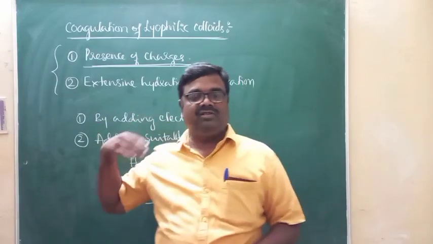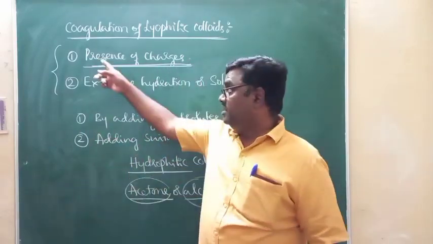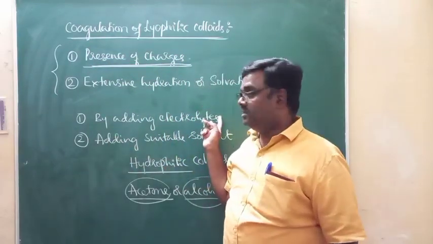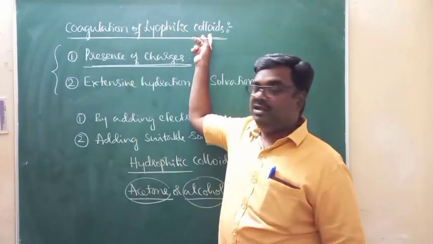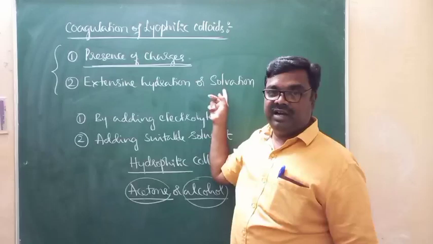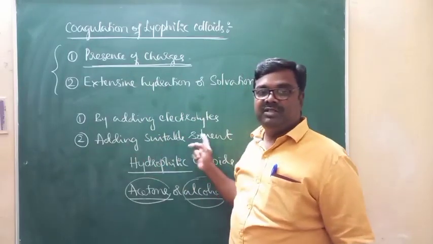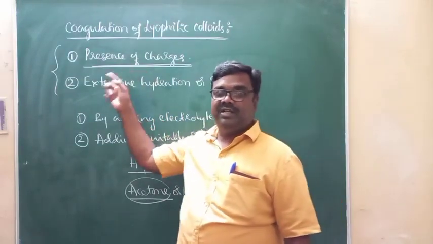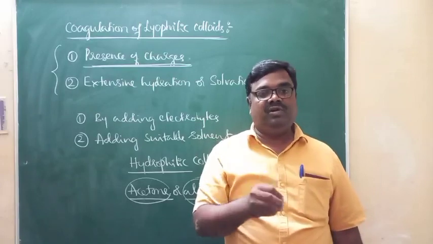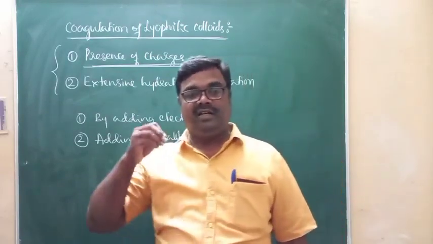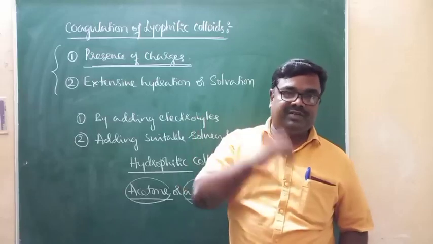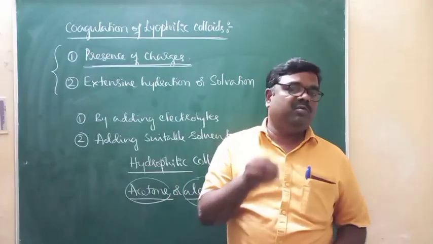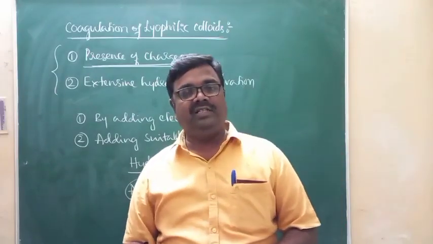That means coagulation of lyophilic colloids can be brought about by removing the charges over the colloidal particles. That can be done by adding electrolytes. At the same time, coagulation of lyophilic colloids can be brought about by removing the effect of extensive hydration. That can be done by adding a suitable solvent. In the case of hydrophilic colloids, the effect of hydration or solvation can be removed by adding solvents like acetone or alcohol. They remove the sheath of dispersion medium around the dispersive phase particles by the process called dehydration. Under this condition, if you add a small amount of electrolyte, the coagulation of lyophilic colloids is possible.